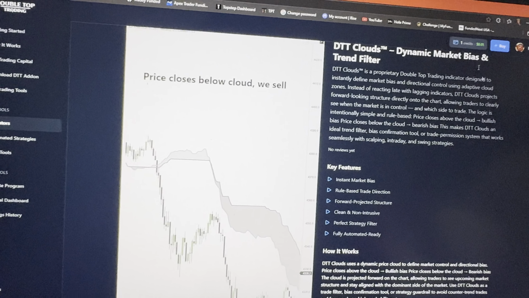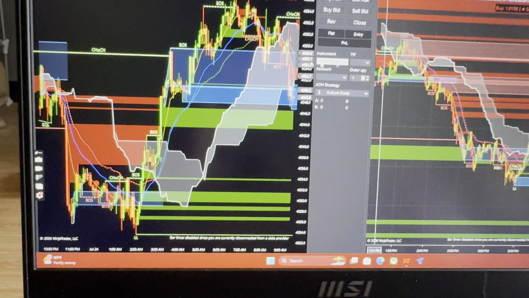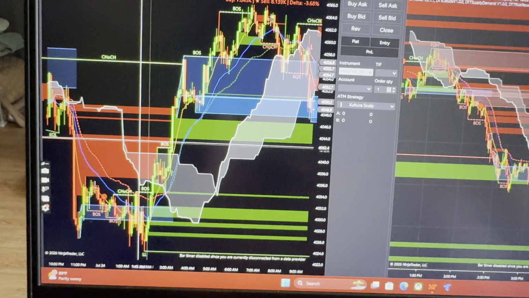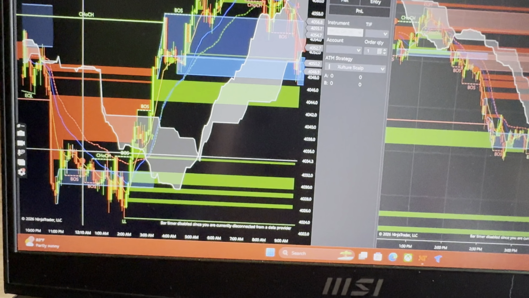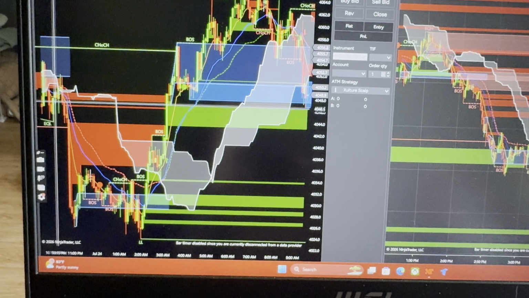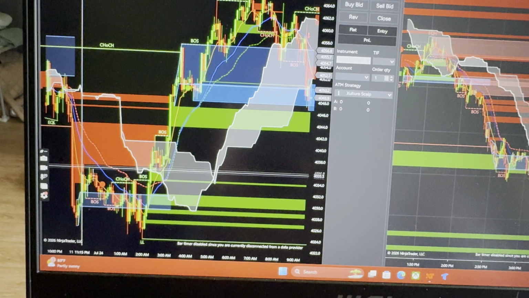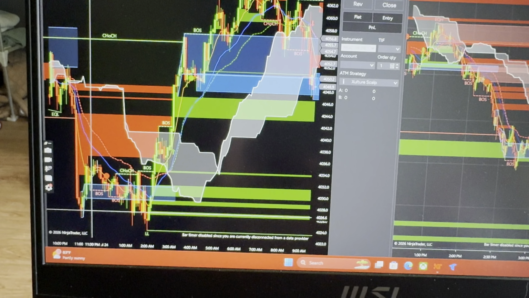All right, so let me X out of this right here, and once you see that I X out of here, we'll go to my actual charts in NinjaTrader. And this is only compatible with NinjaTrader at the moment, which is actually amazing because everybody loves NinjaTrader. And as you can see right here, we closed below the clouds, and then boom, look at that sell-off right there. Somebody could have made a serious amount right off of that.